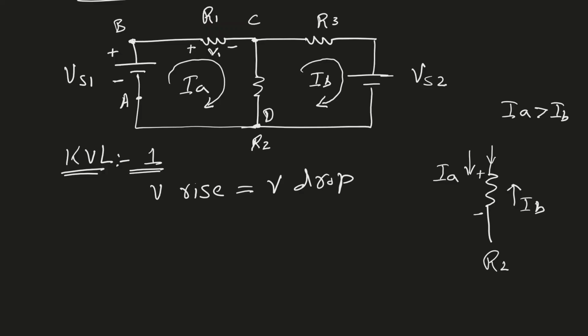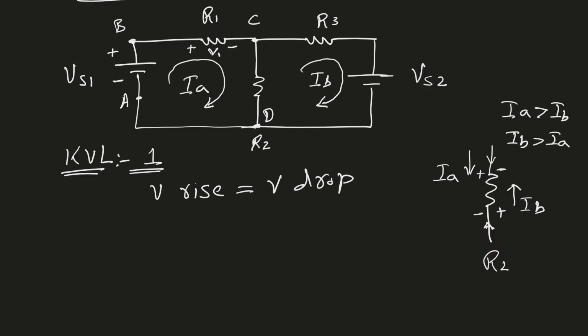Okay. On the other hand, if IB is larger than IA, then the net current will be flowing in the upward direction. And if the net current is flowing in the upward direction, then this point should be positive and this point should be negative. And in that case, it will represent a voltage rise for me in loop number 1.